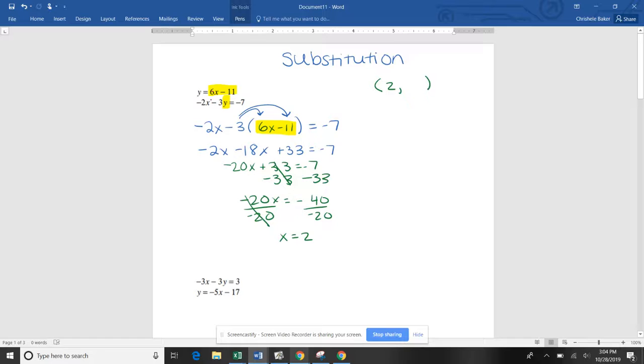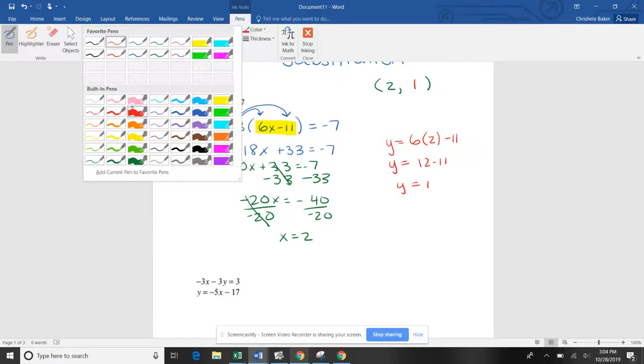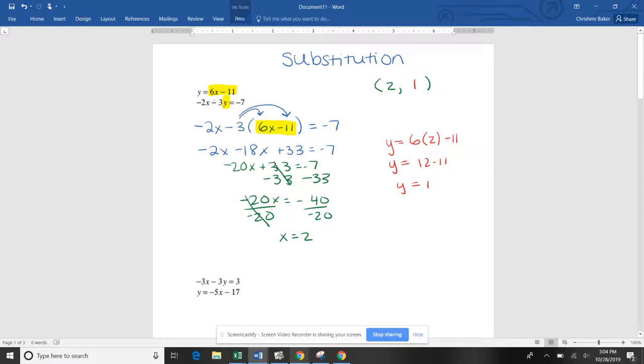So I'm going to go back up into either of the equations, and I'm going to substitute in a 2. So the top one looks easier to me since it's already solved for y. So I have 6 times 2 minus 11. 6 times 2 is 12, and 12 minus 11 is 1. So now I'm going to check and make sure that both of these numbers, x and y, both satisfy both equations. So this first one is 1 equal to 6 times 2 minus 11. Yes, that works.